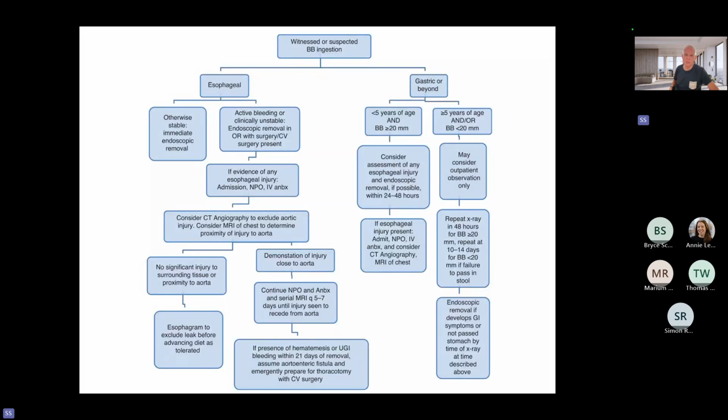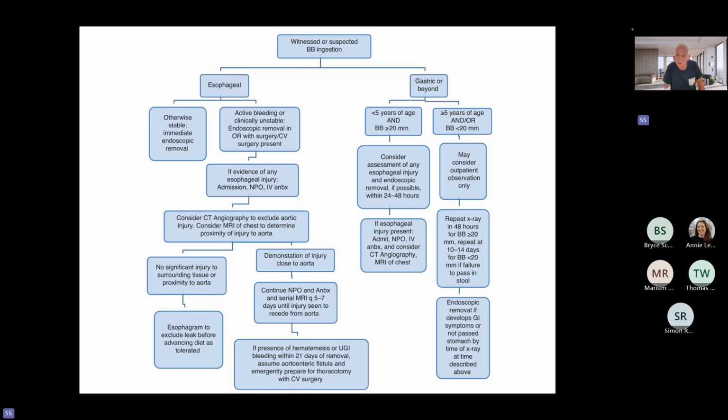So this is what I want you to do. One of the fellows, for a future session, I want you to collect all the literature on the use of honey for button battery ingestions, and let's go over it, okay? I think that would be a good thing to review, all right?